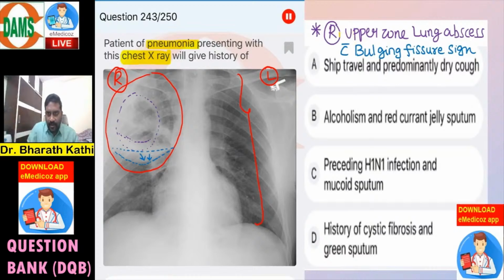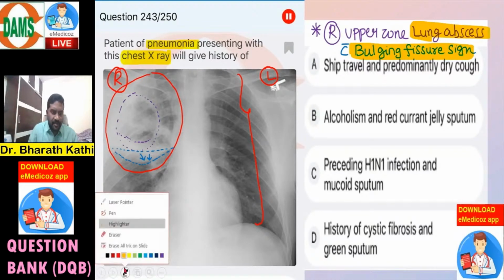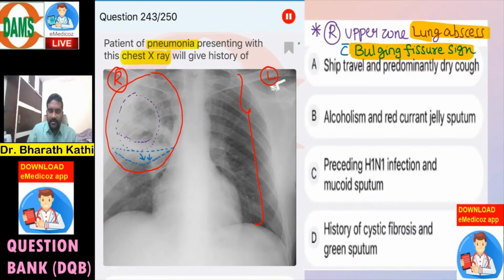So what is the organism that is known to cause lung abscess with the characteristic bulging fissure sign? The answer is Klebsiella. So you find this in Klebsiella pneumoniae. In Klebsiella pneumonia, you find this.